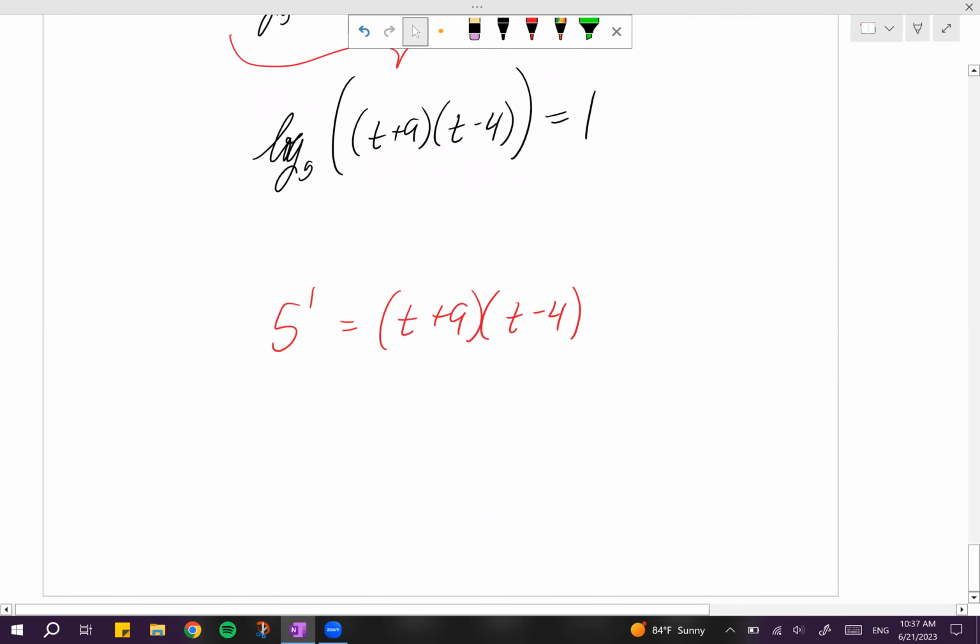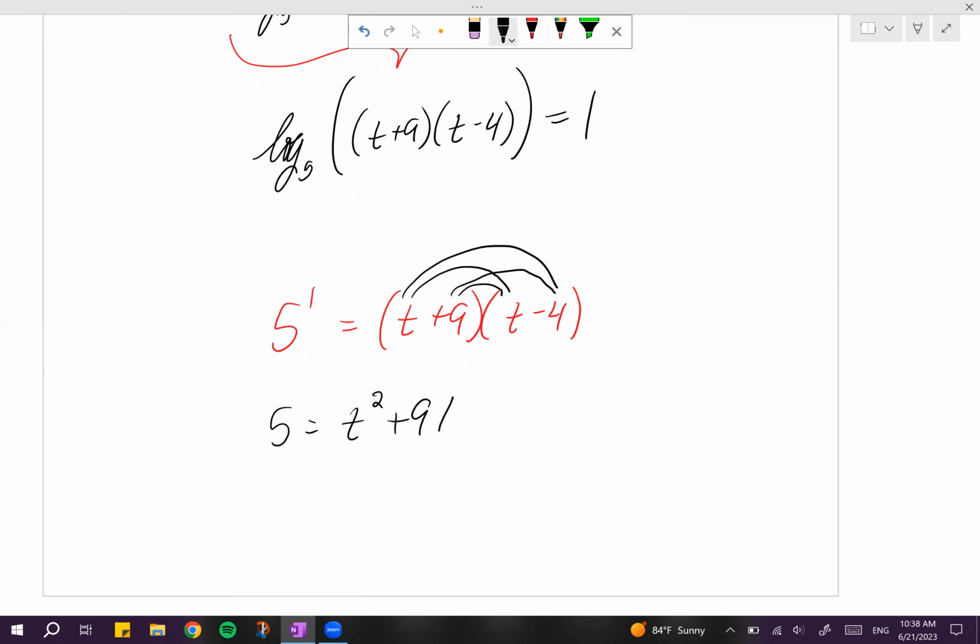Alrighty. So now that I have this, I'm going to FOIL these two terms together. So the first, our outer, our inner, and our last, I'm going to get 5 is equal to t squared plus 9t minus 4t minus 36. And I'm going to subtract 5 from this side. So then I get 0 is equal to t squared plus 5t minus 41.